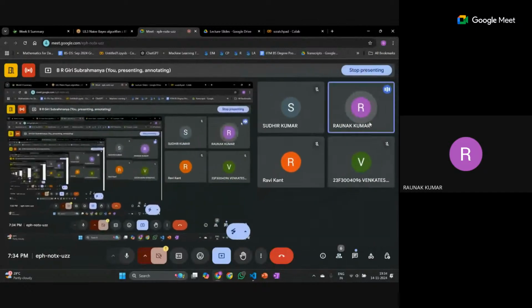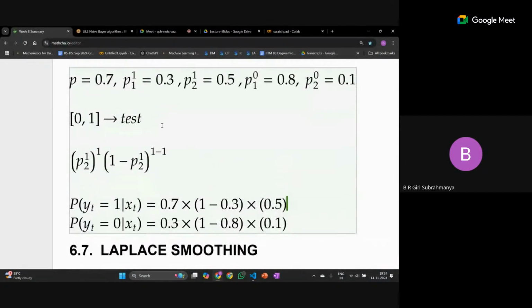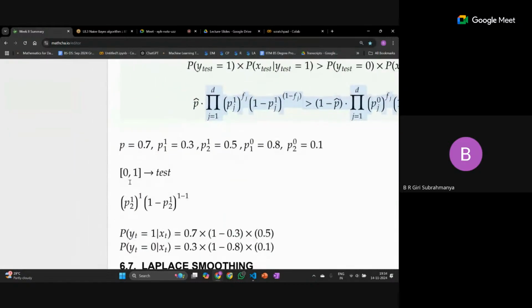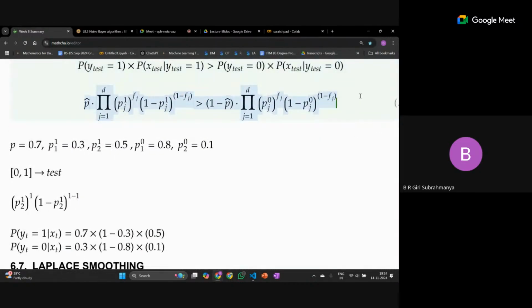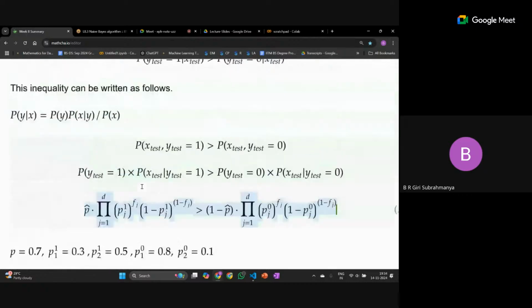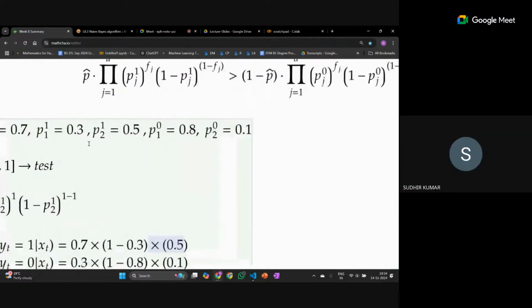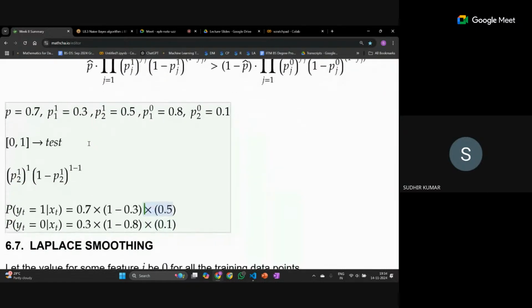Yes, sir. So this is how you'll predict. Basically, you just substitute it in this formula. You may not remember the formula, but if you know how all these things work, you can directly look at the data set. Can you repeat how you are substituting this?